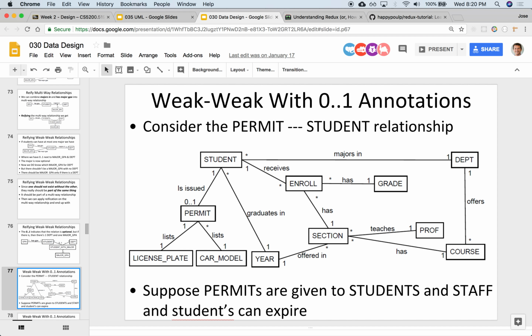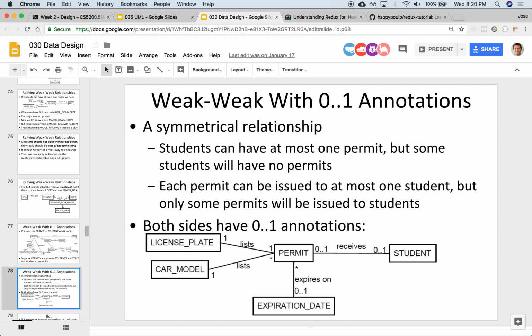The permit for the students expires, so every year you have to apply for it, as opposed to a staff, which doesn't expire. So how do you capture the fact that some of them expire, some of them don't expire? So for instance, if the permit is optional, we can declare it like this, 0 or 1. Permit. There might be a permit. There might not be a permit.